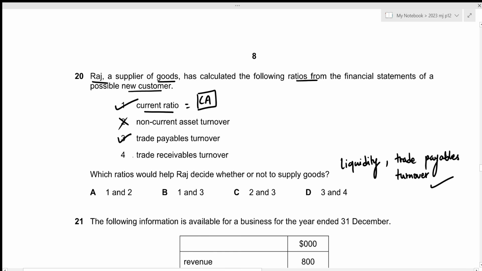Then the fourth one is trade receivables turnover. It has nothing to do with supplier, so Raj will definitely not be interested in it. The correct answers are 1 and 3, which is given by option B. Let's move towards the 21st question.